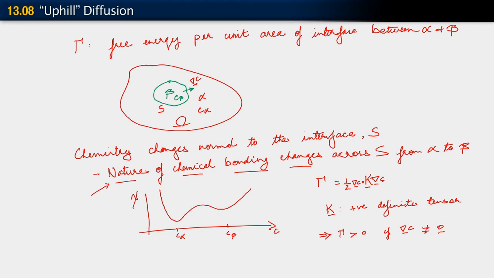If the concentration gradient is non-zero, anytime the concentration changes between alpha and beta, or anytime there's a significant concentration gradient, effectively there's an interface there. Because the nature of bonding can change, the physics tells us that energy must be stored at that interface. This is the way in which we represent the interfacial energy.